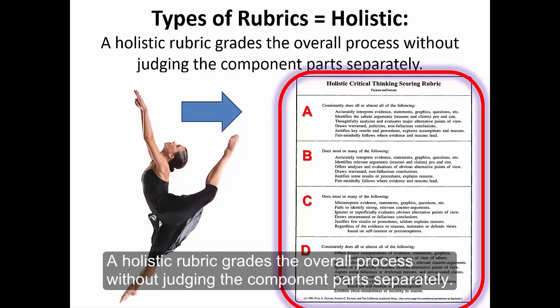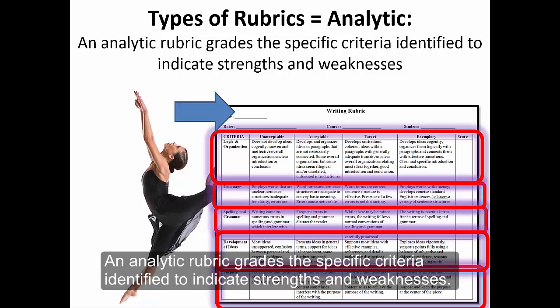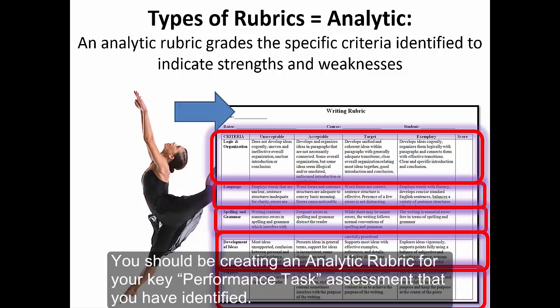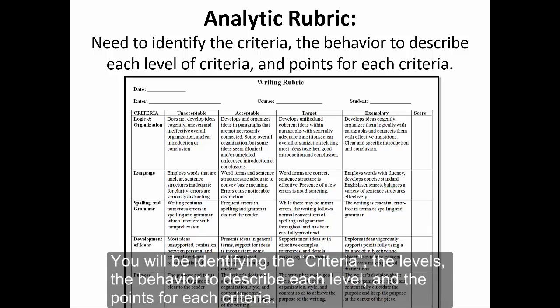A holistic rubric grades the overall process without judging the components separately. An analytic rubric grades the specific criteria identified to indicate individual strengths and weaknesses. You should be creating an analytic rubric for your key performance task assessment that you have identified. You will be identifying the criteria, the levels, the behaviors to describe each level, and the points for each criteria.